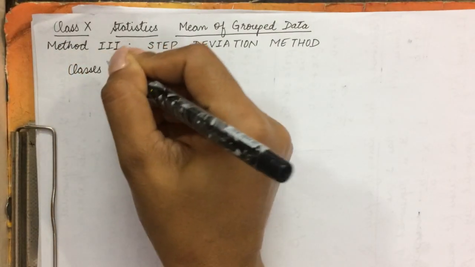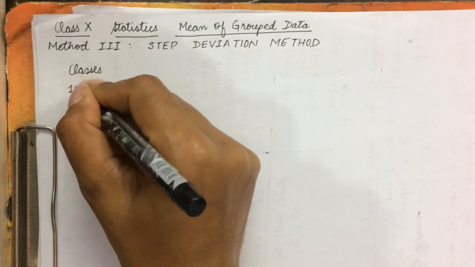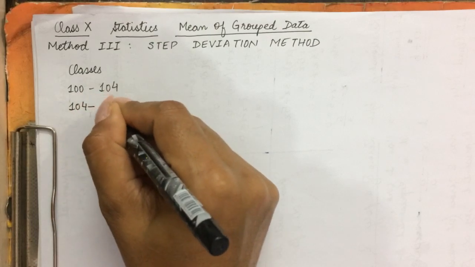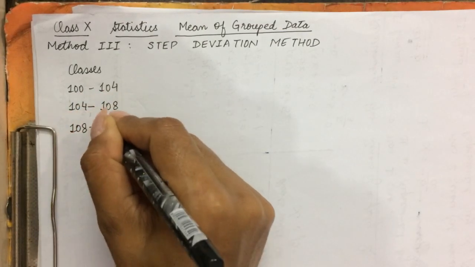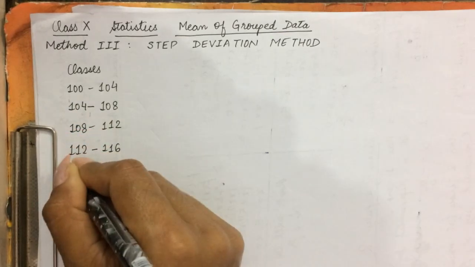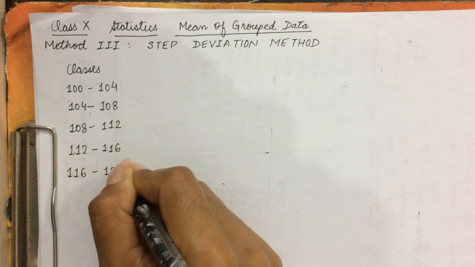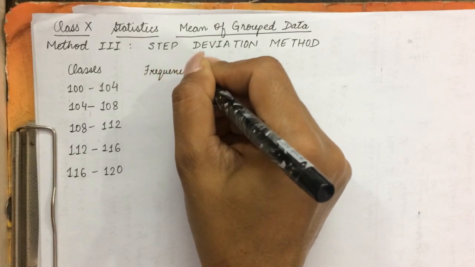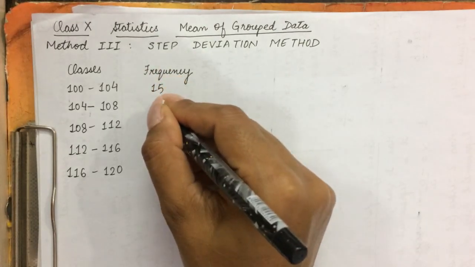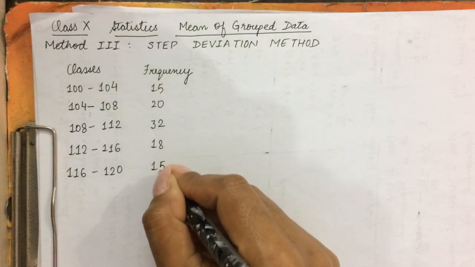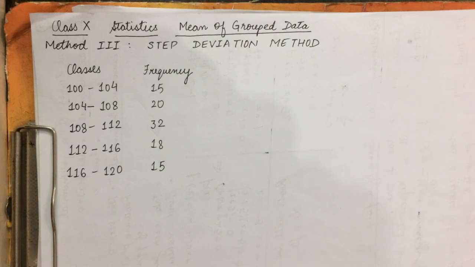Suppose you've been given classes as 100 to 104, 104 to 108, 108 to 112, 112 to 116, 116 to 120, and the respective frequencies are 15, 20, 32, 18 and 15. Now let us do it step by step.